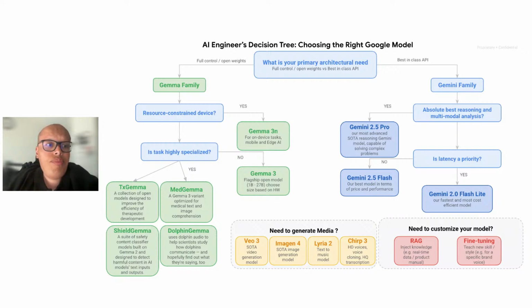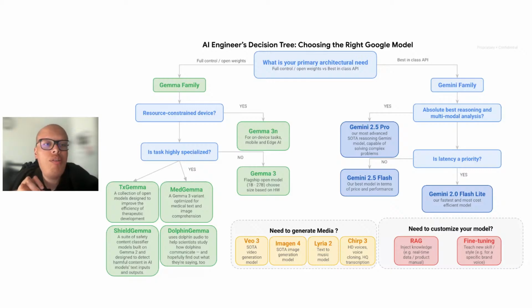And if the task is specialized, we have different variations of Gemma, such as MedGemma, which is a variation optimized for medical text and image comprehension. TxGemma is another collection of open models designed to improve the efficiency of therapeutic development. If you are working on the safety of content generated by AI, then ShieldGemma is the answer.